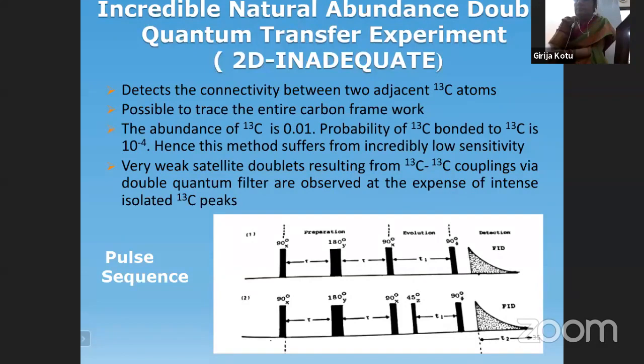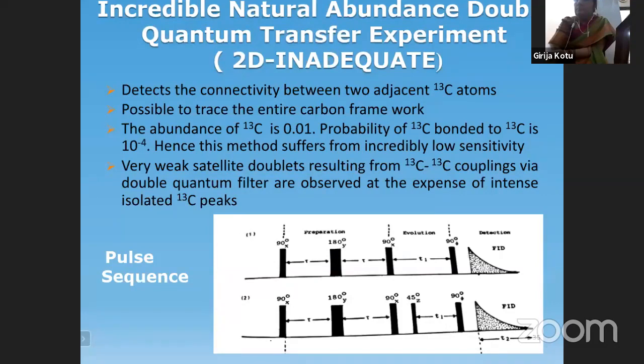And this particular INADEQUATE is nothing but we are trying to find the connectivity between two carbons. And if you want to find the connectivity between the two carbons, both of them have to be present as C13. If you want to find one carbon as C13, the probability is 1 in 100. And if you want to find two carbons' connectivity, the probability is 1 in 100 and 1 in 100, so it is nothing but 1 in 10,000. That is 10 power minus 4. The probability is becoming less.